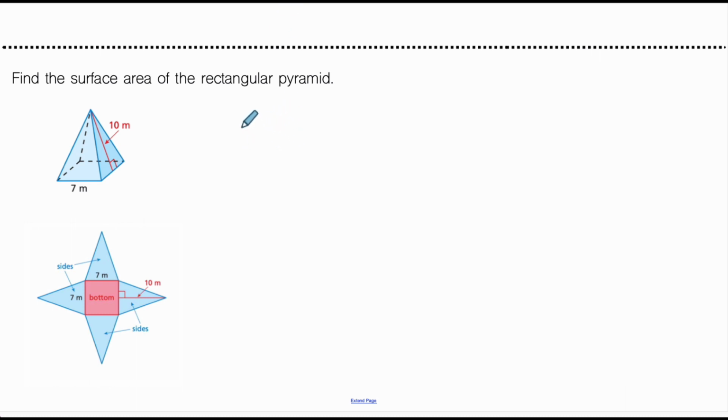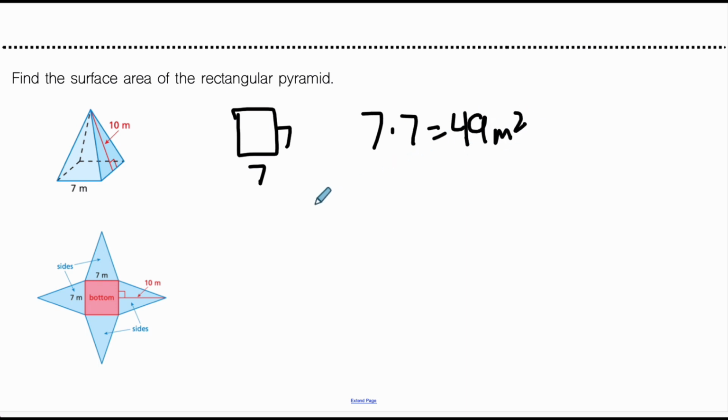So the way I would do this is I would draw the base and I'd label its sides. Since it gives me a measure of 7, this is actually a square, so it's a 7 by 7 square. So the area of the base is 49 square meters. And then I can tell that all 4 triangles are the same, because this is 7 and this is 7, and the heights have to be the same because they're all starting at the same point and ending at the same point, so all the heights are going to be 10.